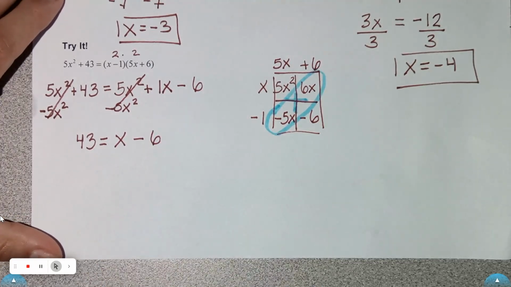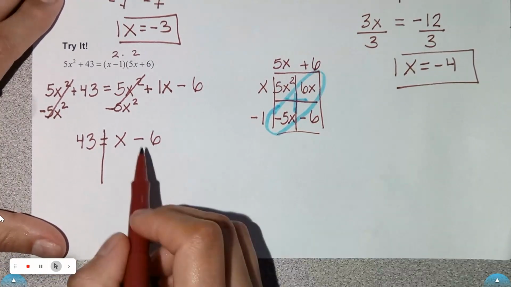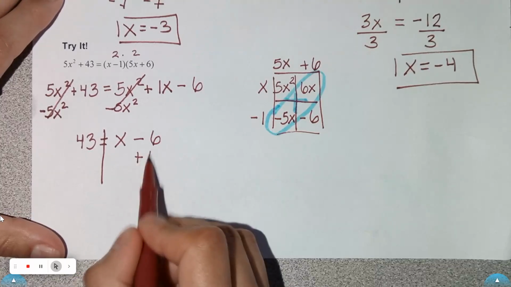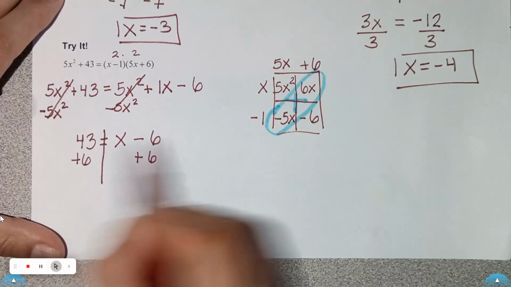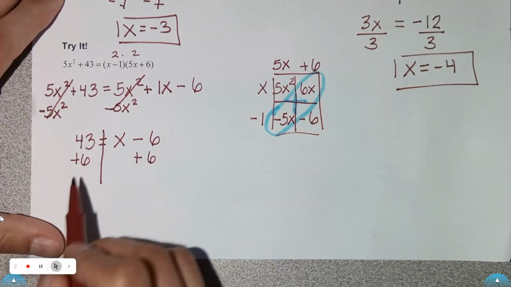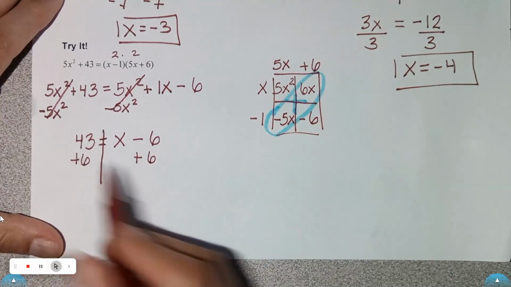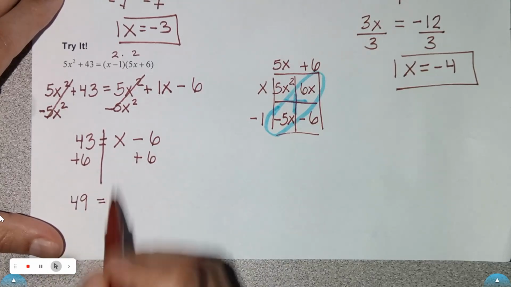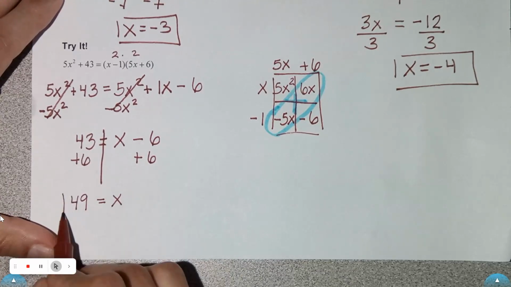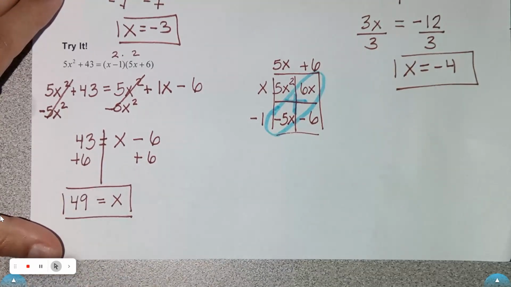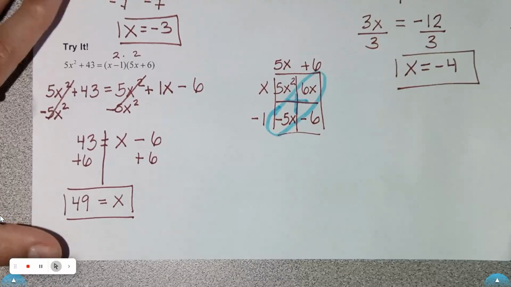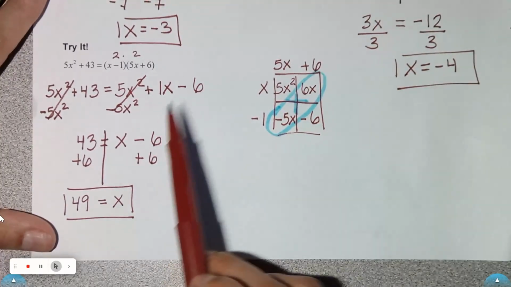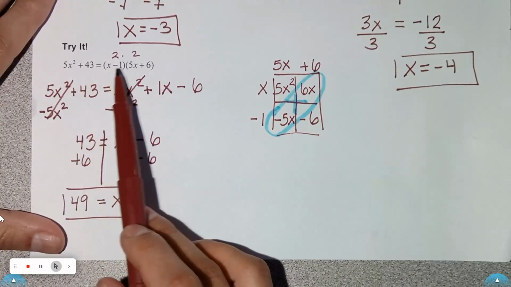Now here I have a one-step equation since x is by itself. So I can draw my line. The opposite of -6 is positive 6. These cancel. And so then I'm left with 43 plus 6, which is 49. Bring down my equal sign and bring down my x. And this is my final answer. So 49 equals x.